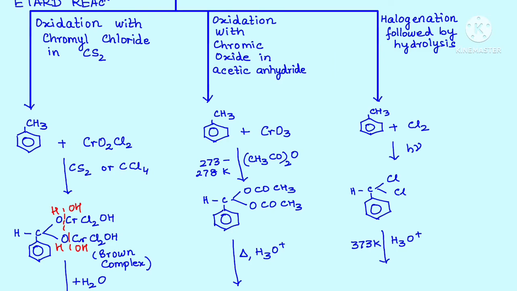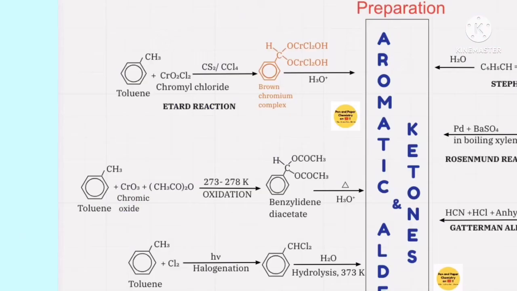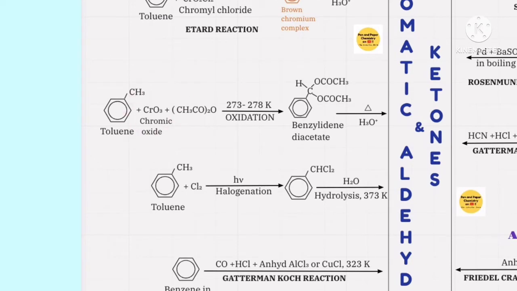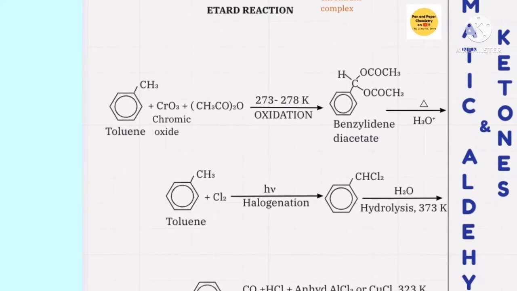The second method of preparation is oxidation with chromic oxide in the presence of acetic anhydride. Notice the temperature conditions, 0 to 5 degrees Celsius. You get an addition product here as well, CO. Is it addition? No, it's substitution, because the single bond remains as a single bond. So OCOCH3, OCOCH3, followed by hydrolysis. Apply the same logic over here, HOH and HOH, right? I cannot have two OH groups. Ultimately, the product over here is again benzaldehyde.